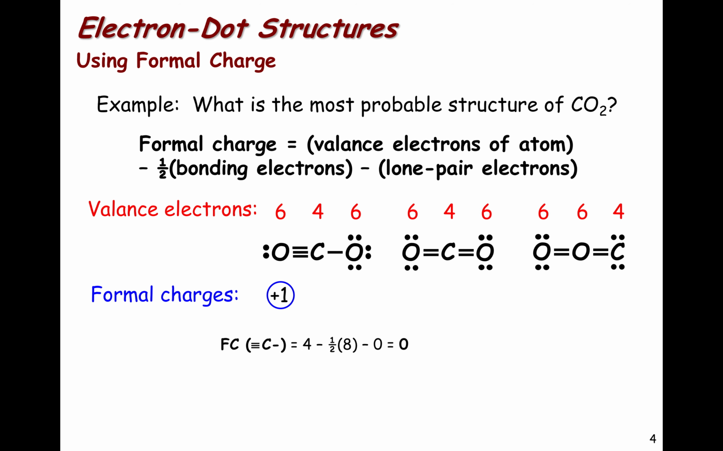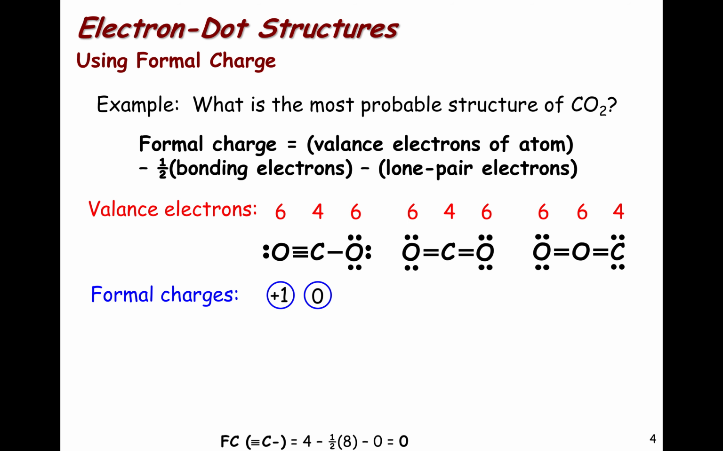In the case of the central carbon atom, there are 4 valence electrons, there are 8 bonding electrons, and half of them are going to be subtracted away. There are no lone pairs on the central atom, so the formal charge of carbon is 0.